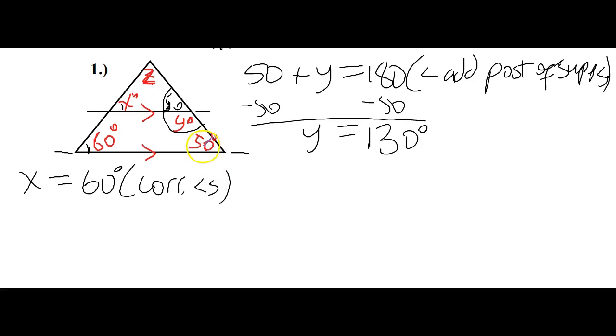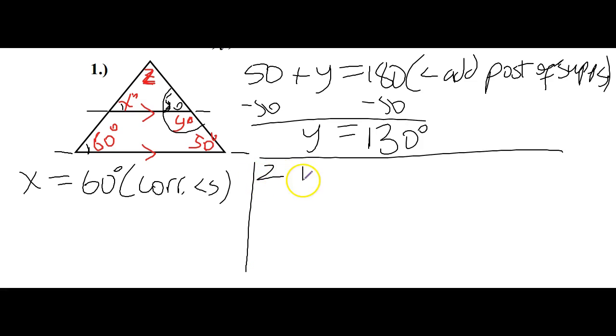Next, let's look at z. All right, z is not really connected to any of these somehow, but we know this is a triangle. We know that the sum of the angles of a triangle equals 180. We know that from algebra already. So angle x, z, and 50 will add up to be 180. So let's do that.